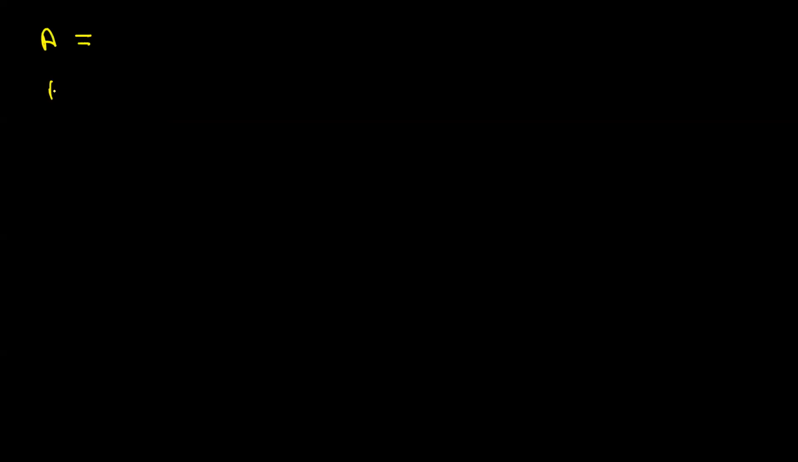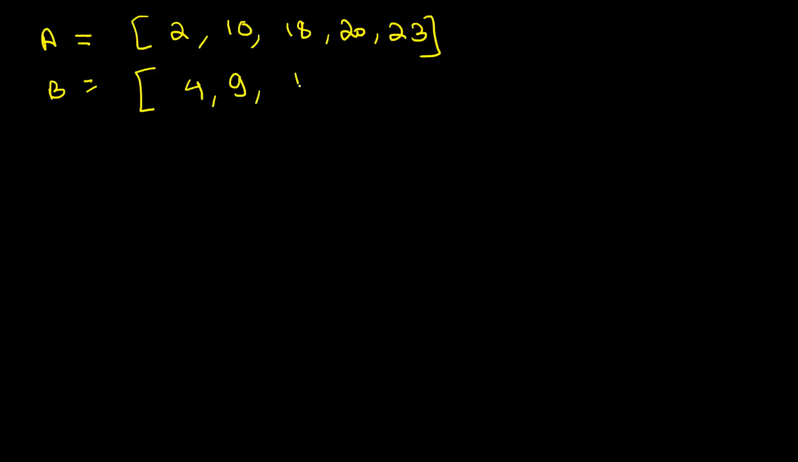So for this, I introduce a problem to you. Let's say you are given 2 arrays, array A and array B. There are 2 arrays available to me, and each of these arrays is sorted. Array A is sorted in ascending order. Similarly, you have another array B, and this array is also sorted in ascending order.